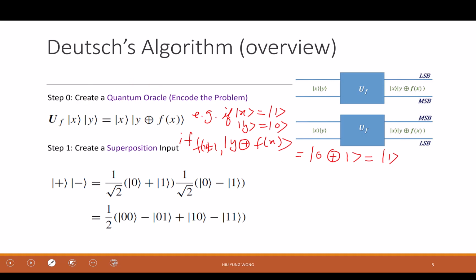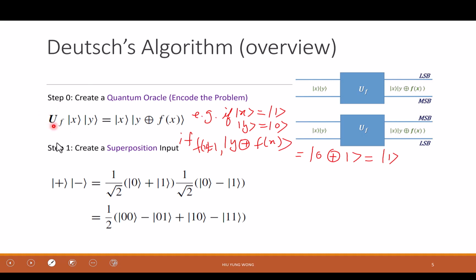Remember what is the meaning of a quantum gate? It defines how you transform the basis state. How many qubits do we have here? 2 qubits, right? So how many basis states do we have here? 4, because it's 2 to the power 2, right?